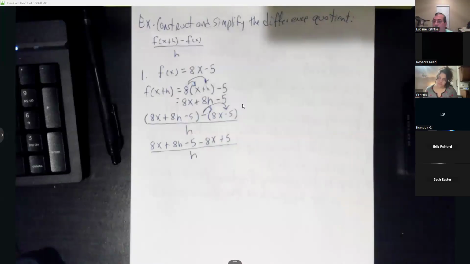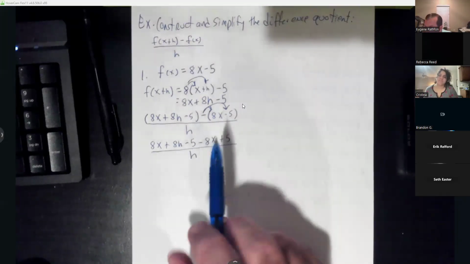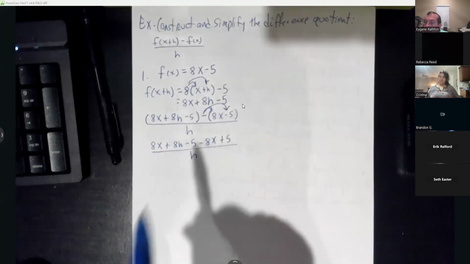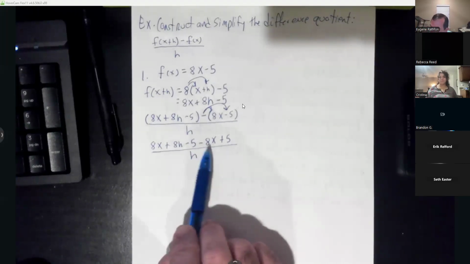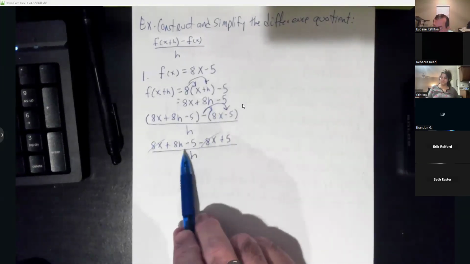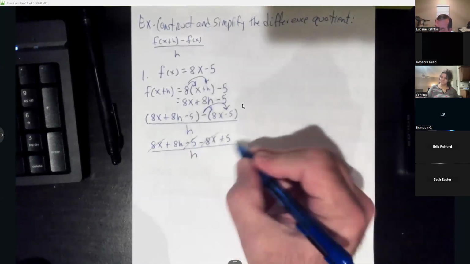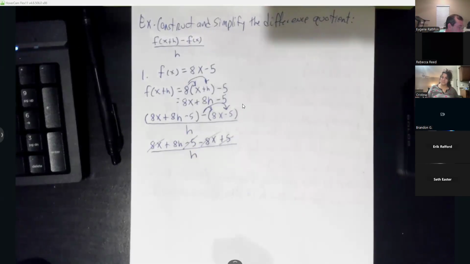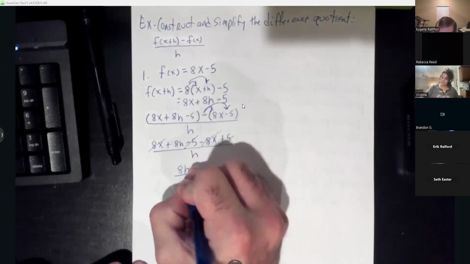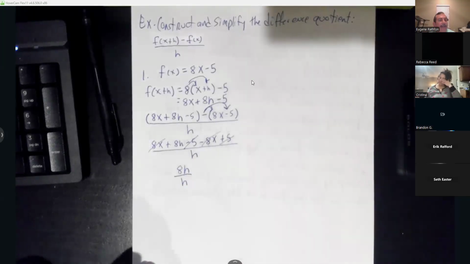All right, y'all. So I told you at this point, everything's going to cancel out except the terms that have h's on top. Here's the thing: everything in the second parentheses will always cancel out on these, okay? So look here, 8x, negative 8x, they're going to cancel out. You got a negative 5 and a positive 5, they're going to cancel out. So all that's left on top is the 8h. On bottom, I got my h.